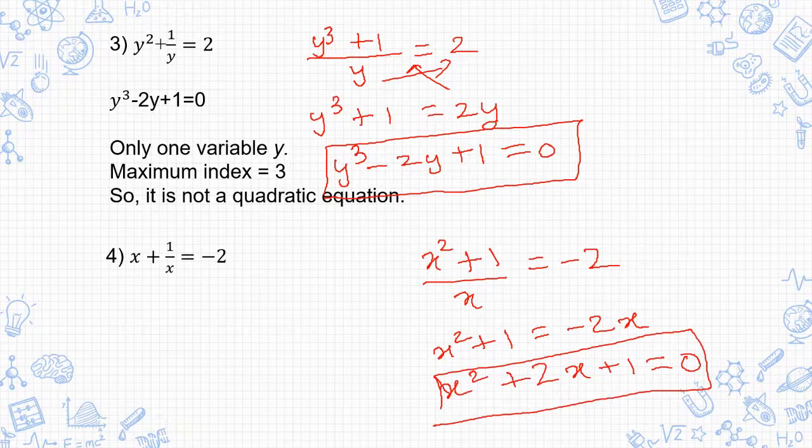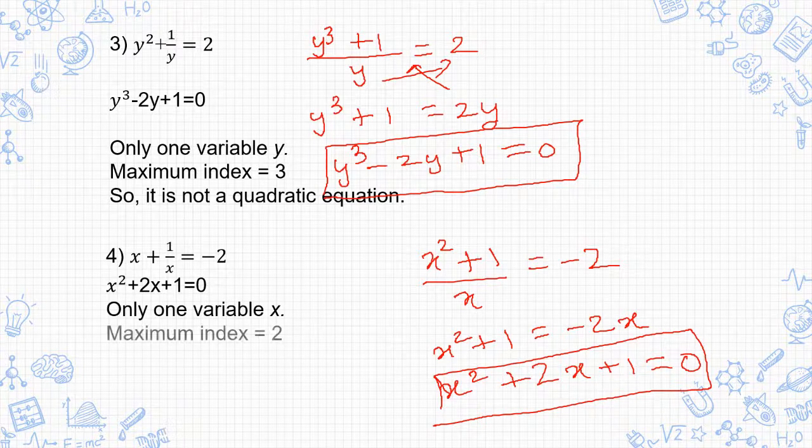Now I'll try identifying this equation. If you see this equation, x square plus 2x plus 1 equal to 0, it has only one variable x, and the maximum index or the maximum power of the variable x is 2. So I can say that this equation is a quadratic equation. It is a quadratic equation.